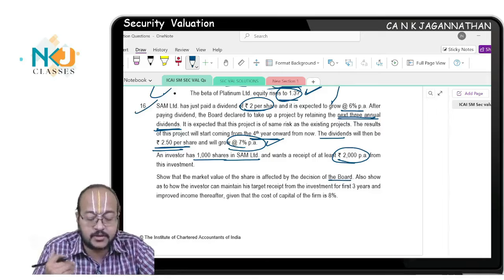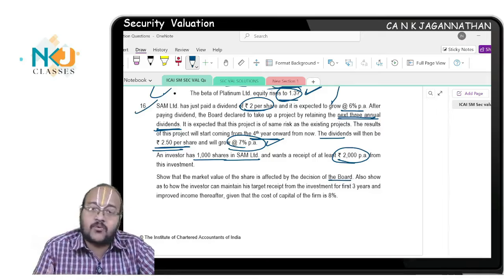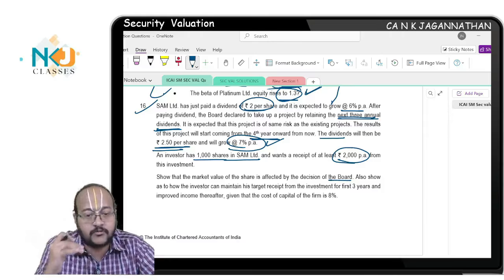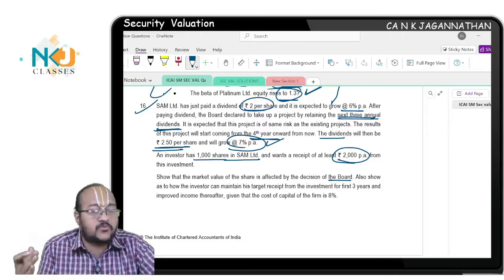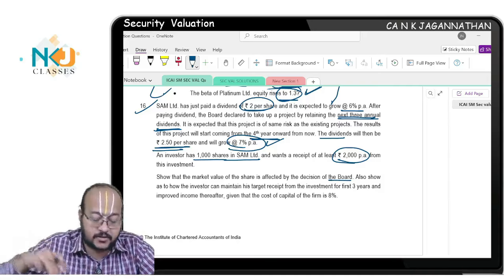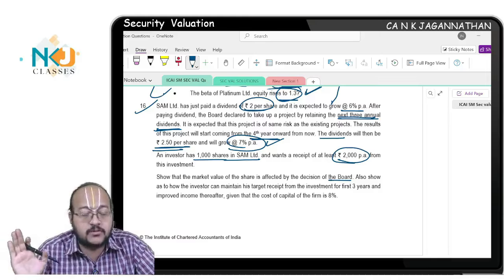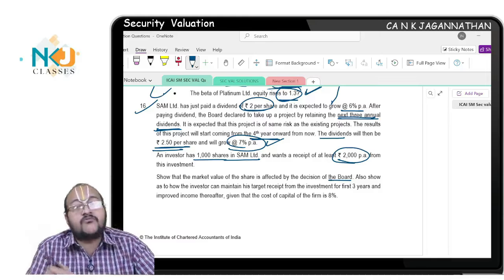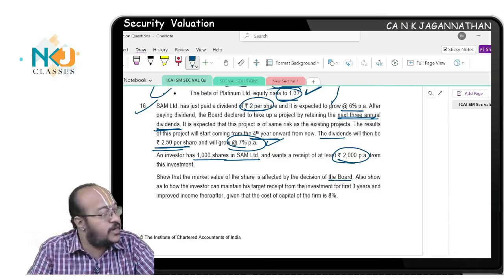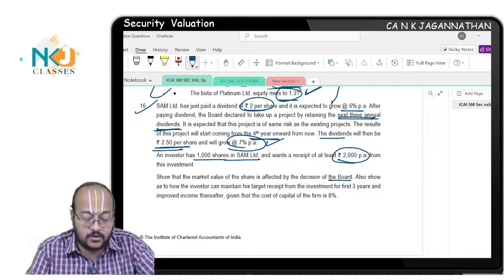Then considering the new project, what will happen now? First 3 years no dividend will be there. From 4th year onwards, the dividend will grow forever at a higher rate, 7.5%. That we will apply and find out the revised price, in the sense revised value of the share. We will compare this and try to find whether there is any value addition due to this additional project.